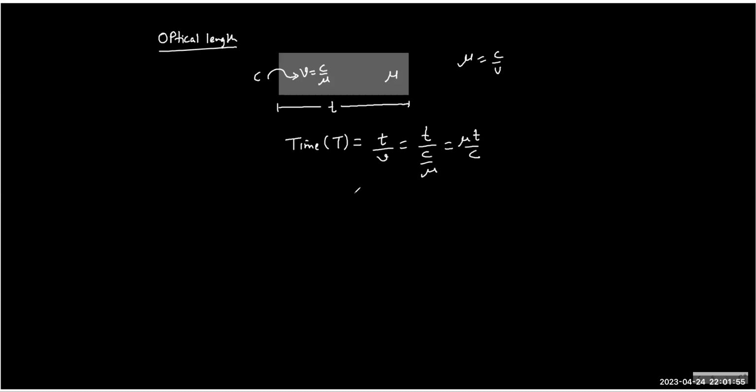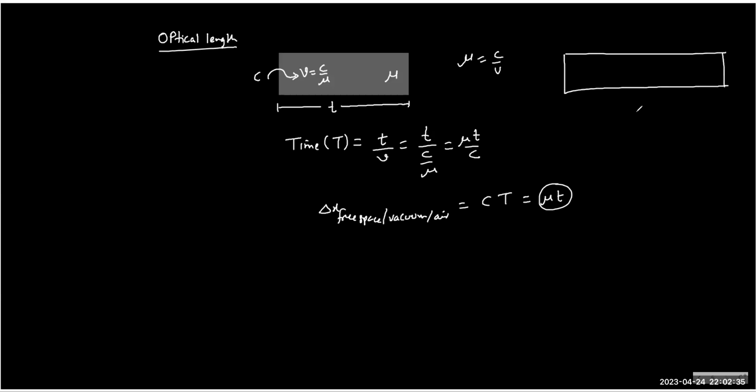Now, in the same time, if you would have traveled in free space, how much would you have traveled? So delta x in free space or vacuum, or even we can take air, or approximate answer, is c times t. So you would have traveled ct. But if you look, ct is mu times v t actually. So this is the first way of thinking about the optical path. This medium of length t is optically equivalent to vacuum of length mu t.